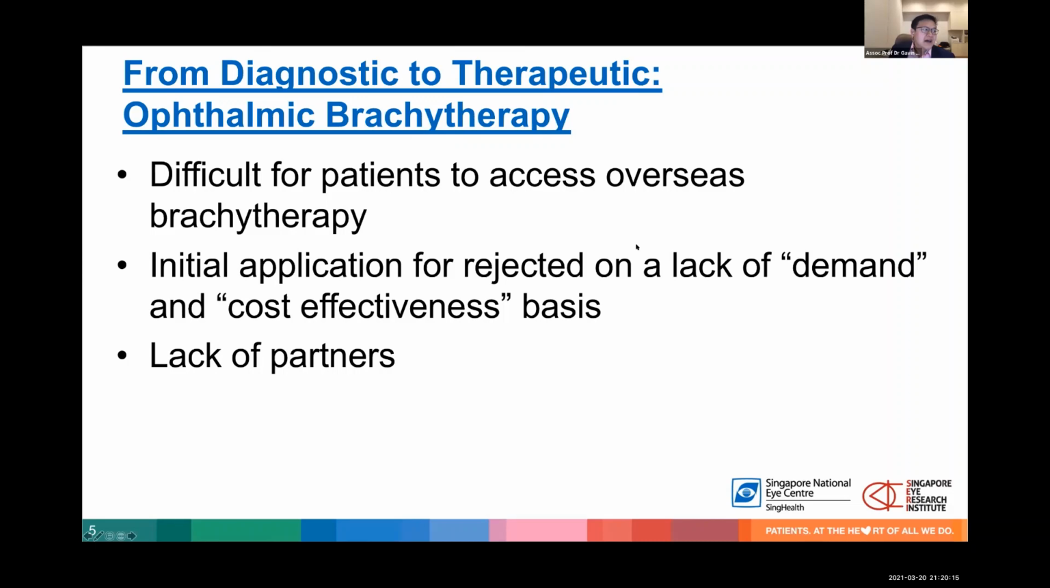And the initial problems that I had, I'm sure it will be common to all the other countries, is that a lot of times the health officials, funders and all that, look at this service as something that's very, very niche, and it's often rejected because of either lack of demand, it's not cost-effective, and you don't always have the right partners being an ophthalmologist to set the ball going.